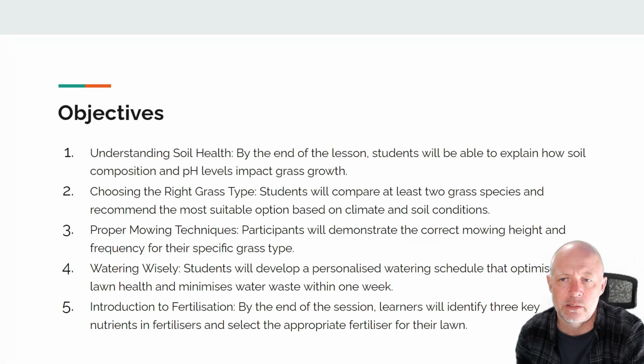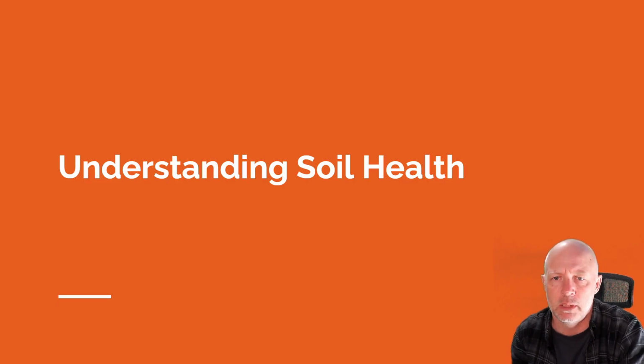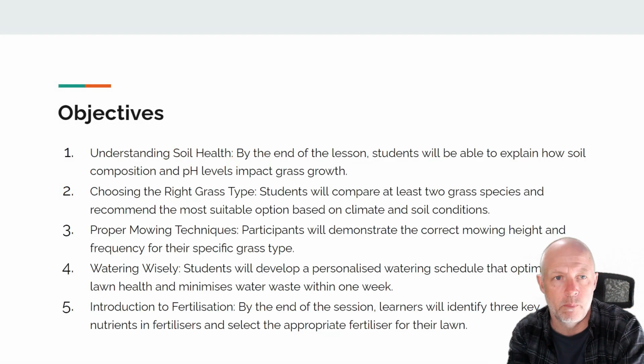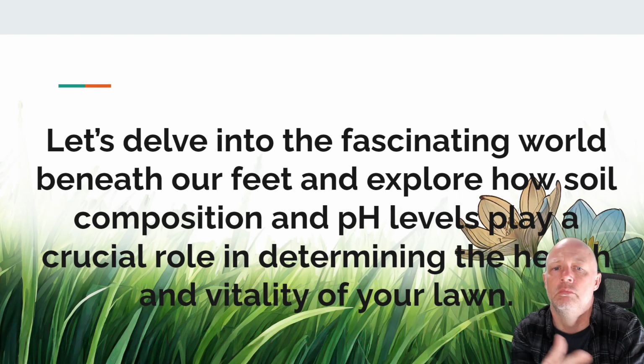So it's got lesson objectives, as you know. This one, understanding soil and the right type of grass and all that kind of stuff that goes with it. You might have a slide like this, understanding soil health. We're just breaking through the objectives here. Understanding soil health, right? So just going through. We have a bit of text in there. Now this could be brilliant on a VLE.